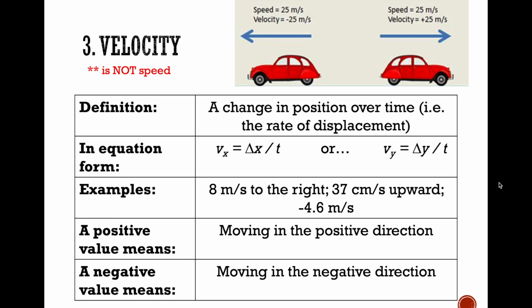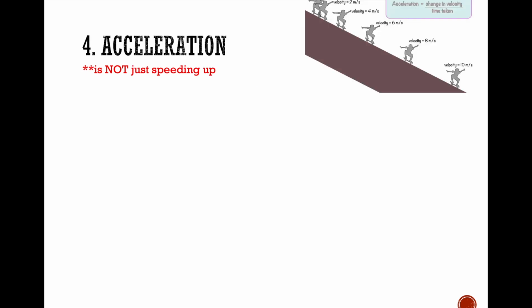All right, we've got position, displacement, velocity. The fourth vector is acceleration, and this is by far the most confusing for students, okay? One of the reasons is because most people think that accelerating is just speeding up. It's not just speeding up. So this picture over here shows what acceleration looks like, right?